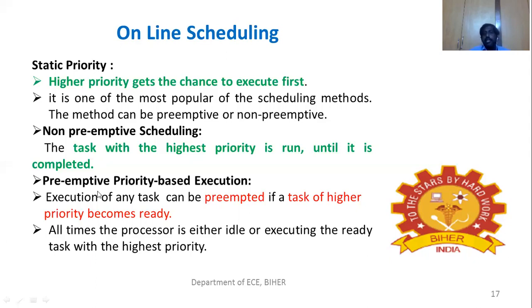Then preemptive priority-based execution. Execution of any task can be preempted if a task of higher priority becomes ready. So it is purely dependent on a task of higher priority becoming ready. At all times the processor is either idle or executing the ready task with the highest priority. So it depends purely on the ready task with the highest priority.